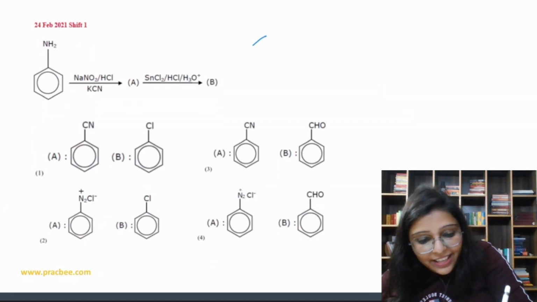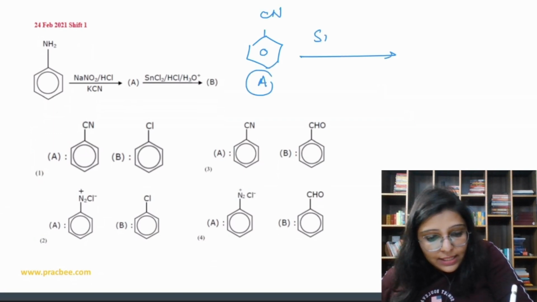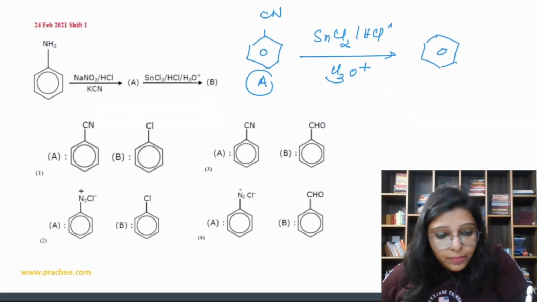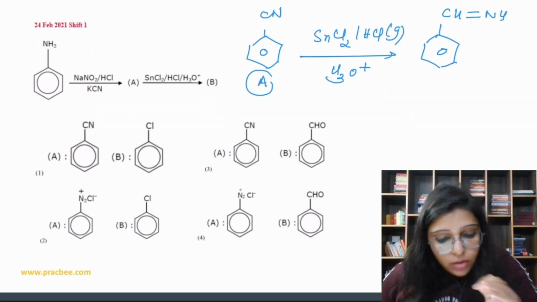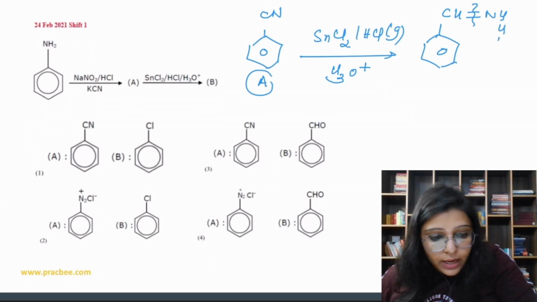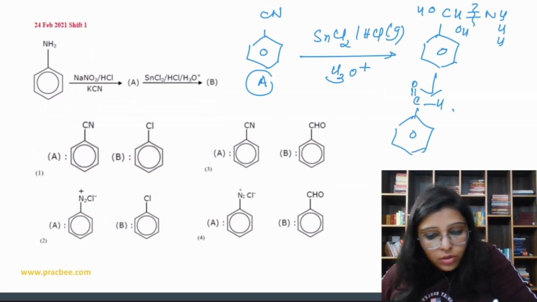NaNO2 HCl, then KCl. So I am writing the product directly. So first we have Cl. Then SnCl2 HCl and then H3O positive. So SnCl2 HCl means first HCl gas. So we write CH double bond NH. And what we are going to write then? On hydrolysis, here H, H, here we write OH and OH. Now two OH are unstable on one carbon. So we get C double bond O. So the third is going to be the correct answer.